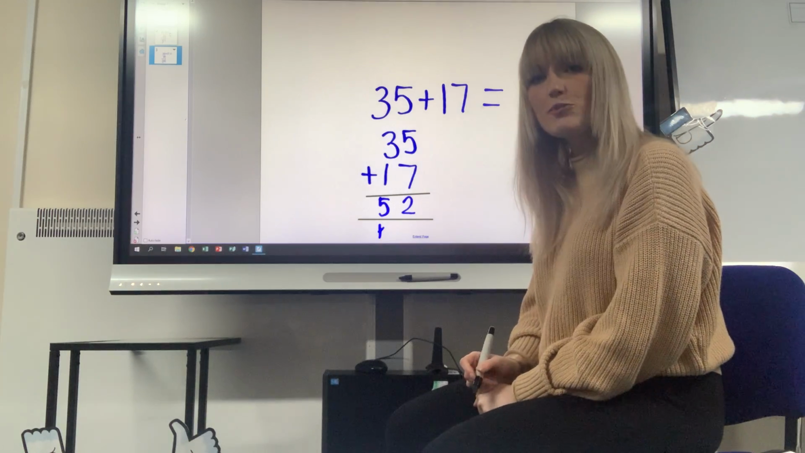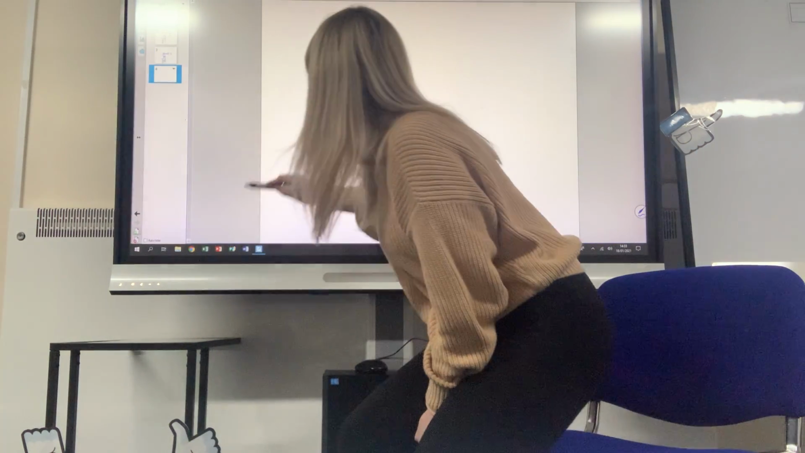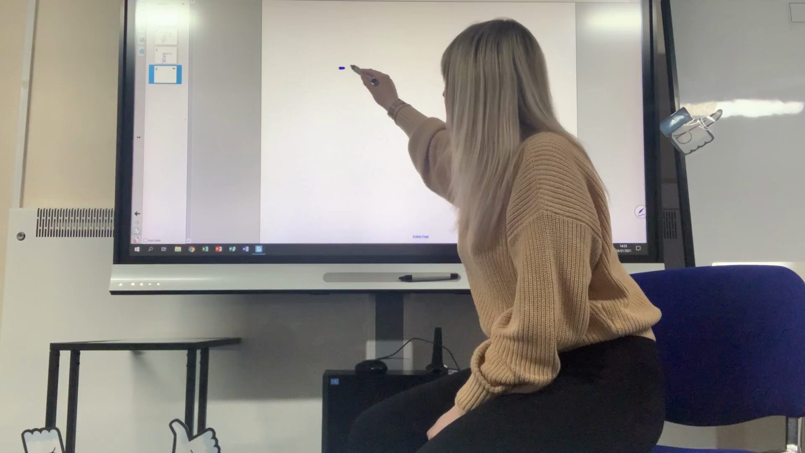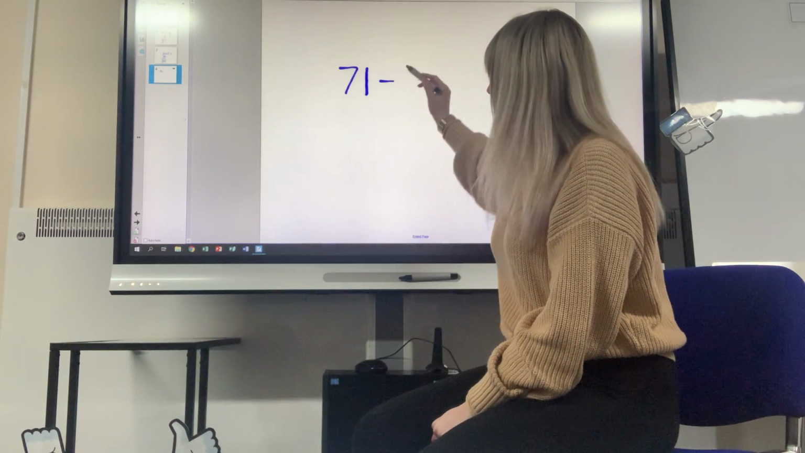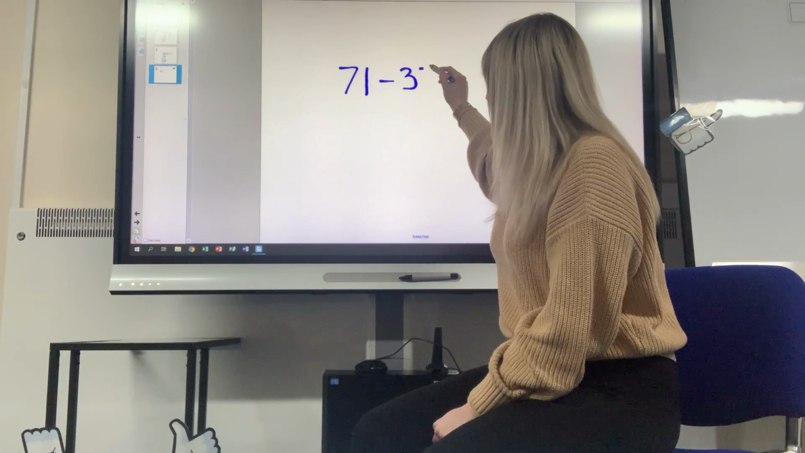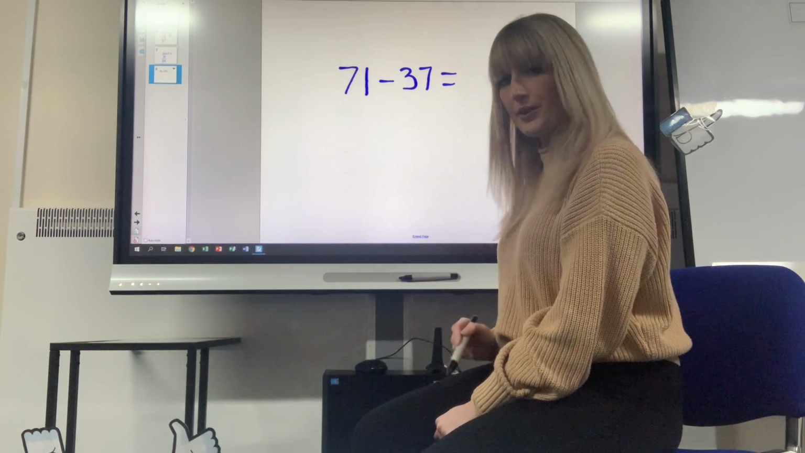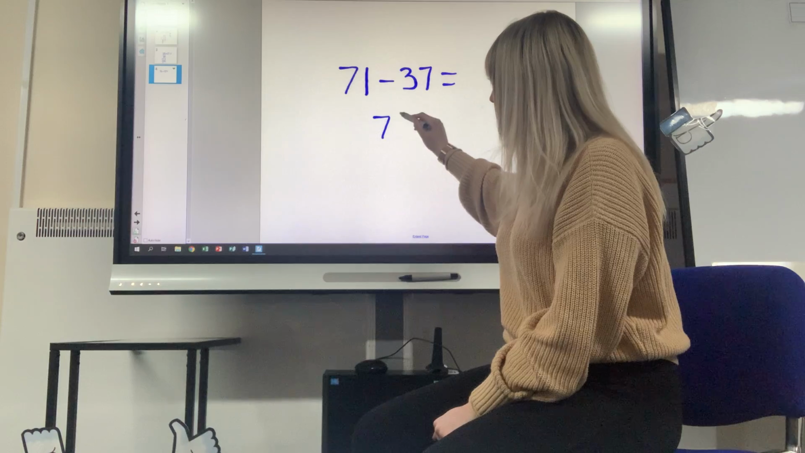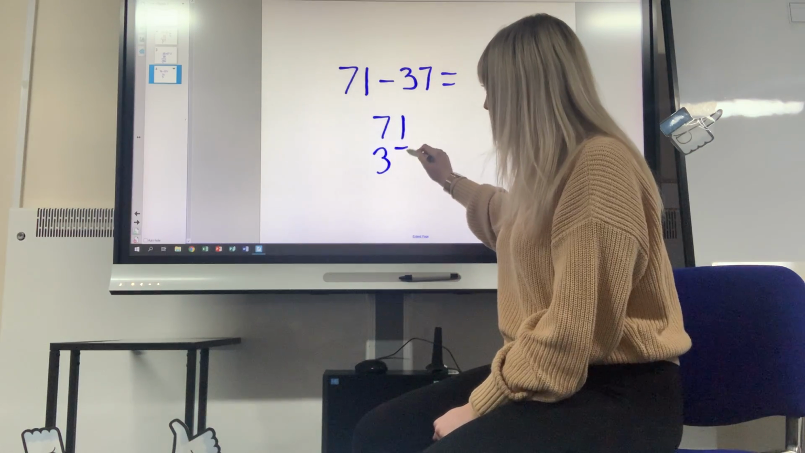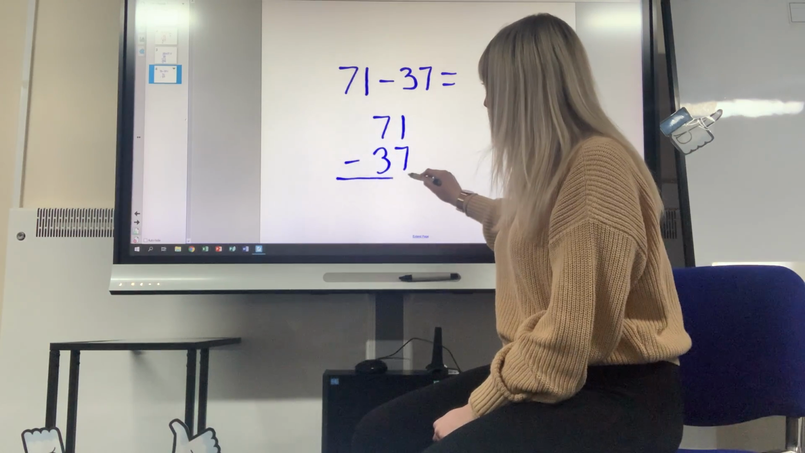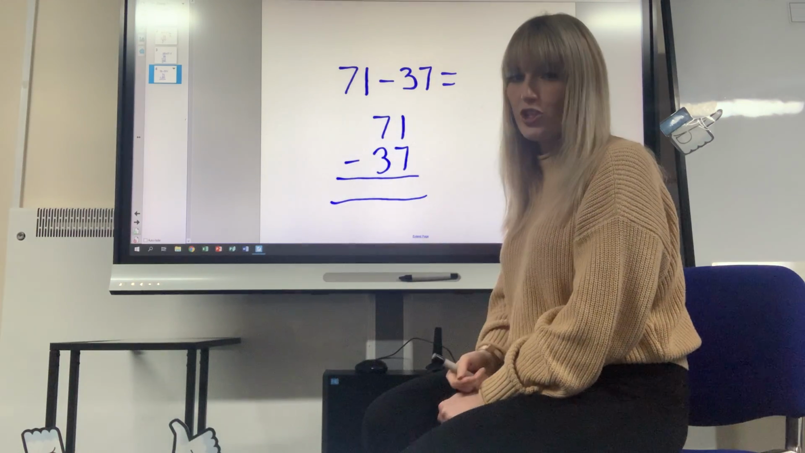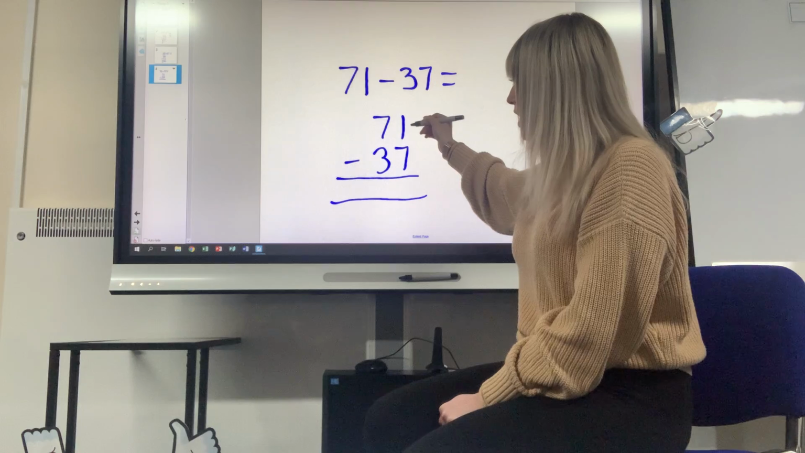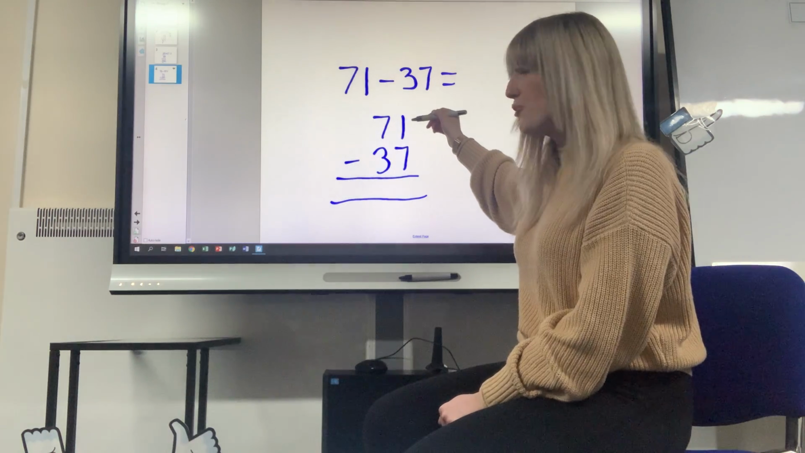Okay, let's try a subtraction then. So I've got the number 71. I'm going to subtract 37. Okay, so I'm going to set it out into the column method, making sure that my numbers line up. Okay, I've cheated there a little bit. I should have used a ruler, sorry. Okay, so we start at the ones, remember?